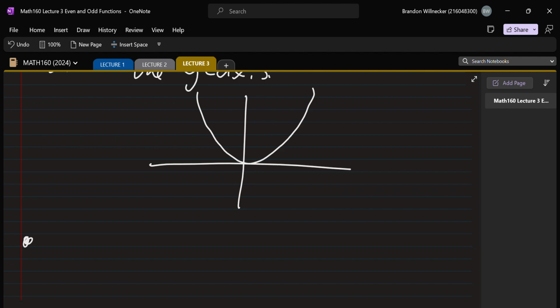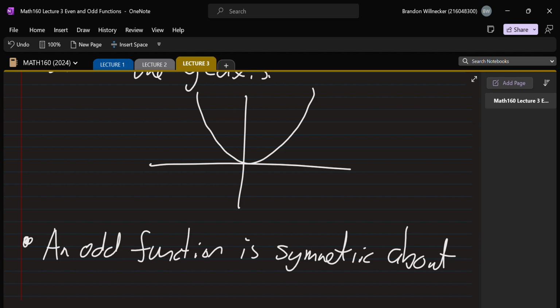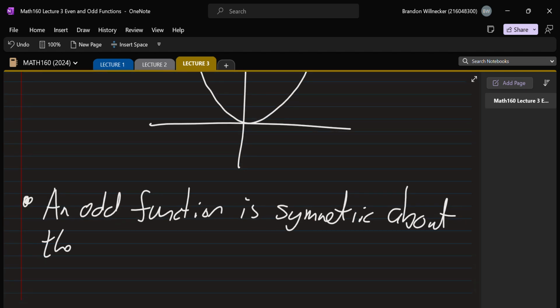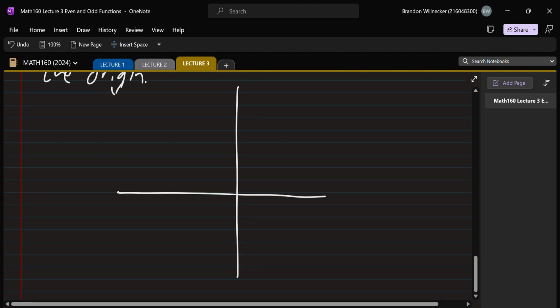Okay, and on the flip side, an odd function is symmetric about the origin. Okay, so what do we mean by symmetric about the origin? We mean that the function looks something like this. Okay, classic example is x cubed.